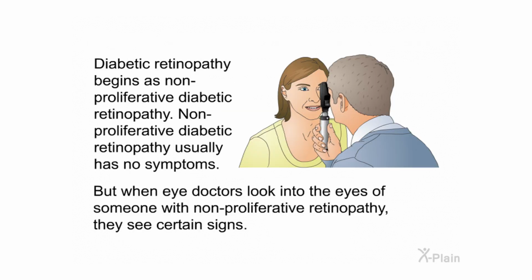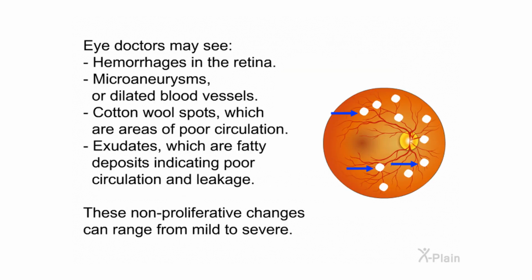Diabetic retinopathy begins as non-proliferative diabetic retinopathy. Non-proliferative diabetic retinopathy usually has no symptoms, but when eye doctors look into the eyes of someone with non-proliferative retinopathy, they see certain signs. Eye doctors may see hemorrhages in the retina, microaneurysms or dilated blood vessels, cotton wool spots, which are areas of poor circulation, exudates, which are fatty deposits indicating poor circulation and leakage. These non-proliferative changes can range from mild to severe.